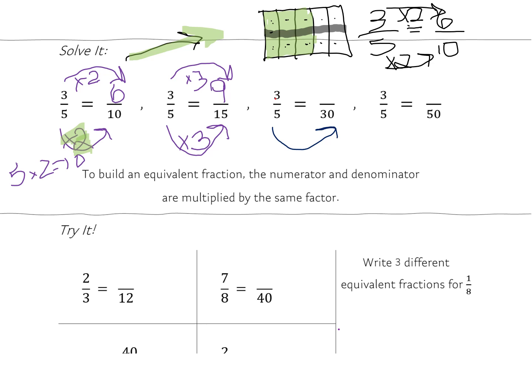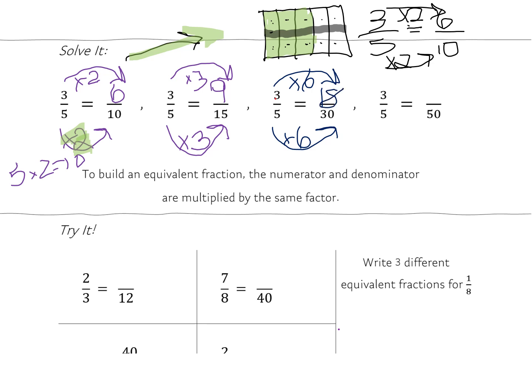For this one, I started with fifths, and I'm trying to turn them into 30ths. 5 times 6 equals 30. Whatever I do to my denominator, I need to do to my numerator. So I can multiply my numerator times 6. 3 times 6 is 18.